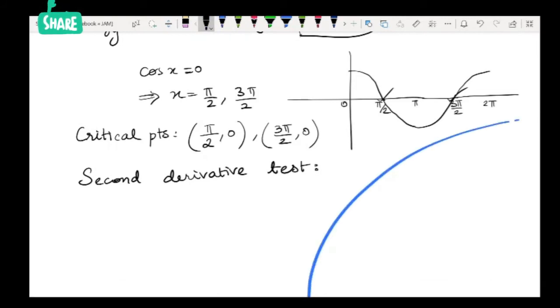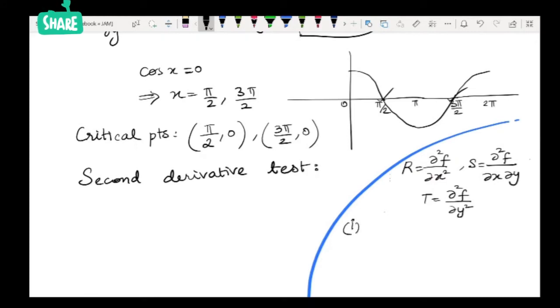So what is it exactly? You need to find three values. One is ∂²f/∂x², another is ∂²f/∂x∂y, and the third is ∂²f/∂y².